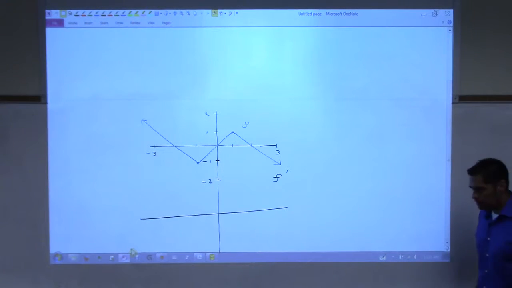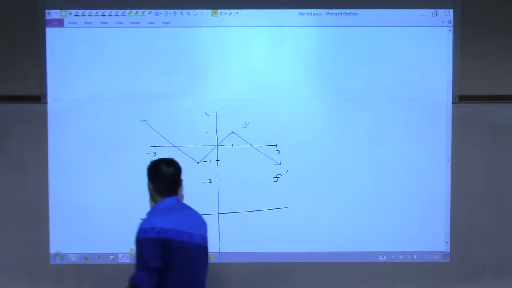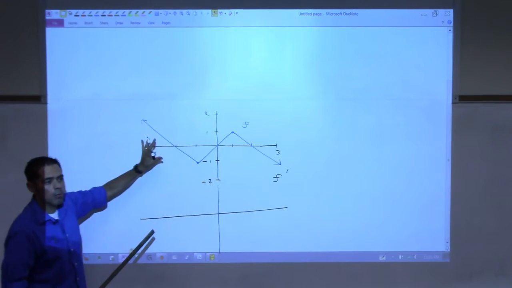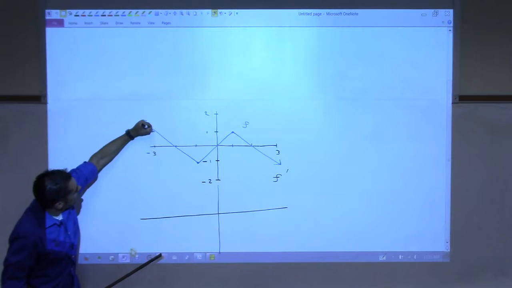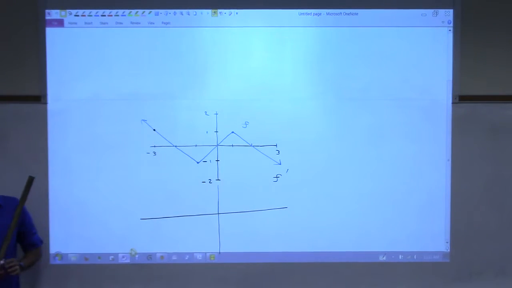Well, what we're going to do is first start over here somewhere. We're going to pick an arbitrary point. How about at -3? If I go up, what does the slope of the tangent line over there appear to be? Negative, right? Can you tell me any more detail? Do you know the slope?